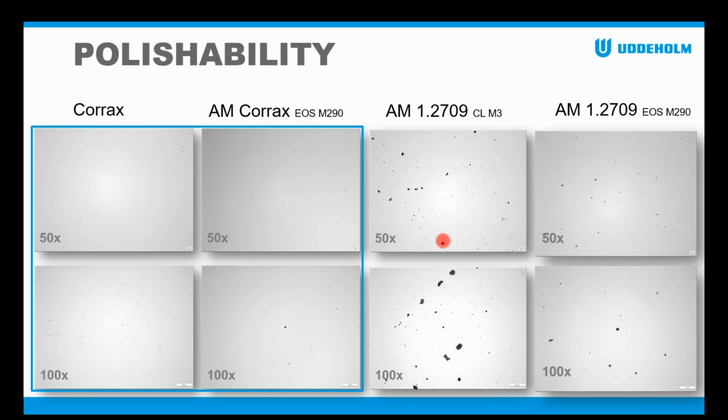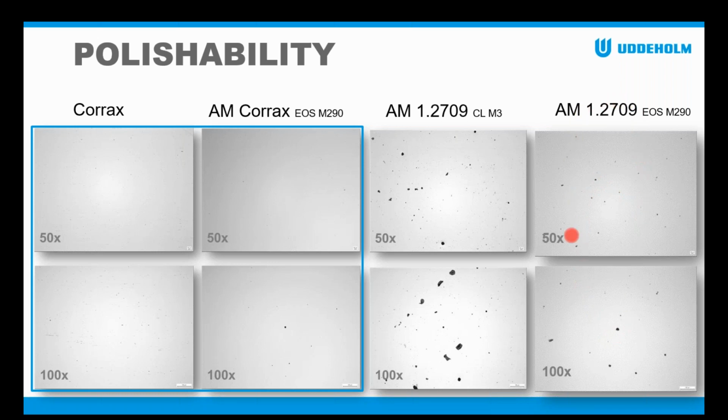So I mentioned before that Corax also has a really good polishability, and here we are comparing it with the material that is called 1.2709. The reason we are comparing it with this material is because 1.2709 is a really common material to print. The pictures you see here are polishing samples where all the black dots are defects on the surfaces. So you do not want to have any black dots.